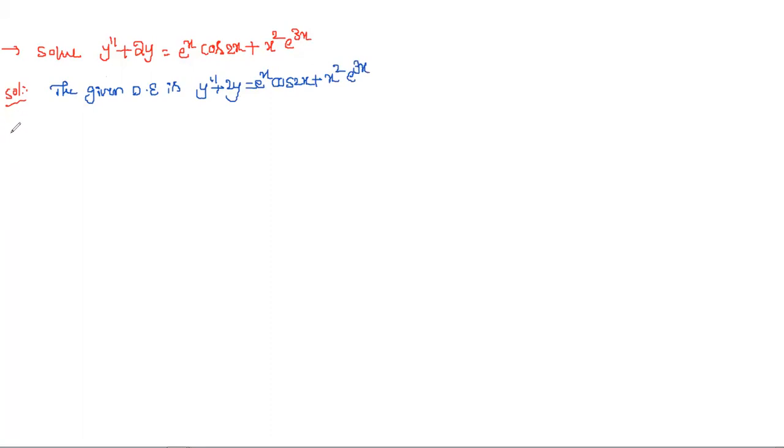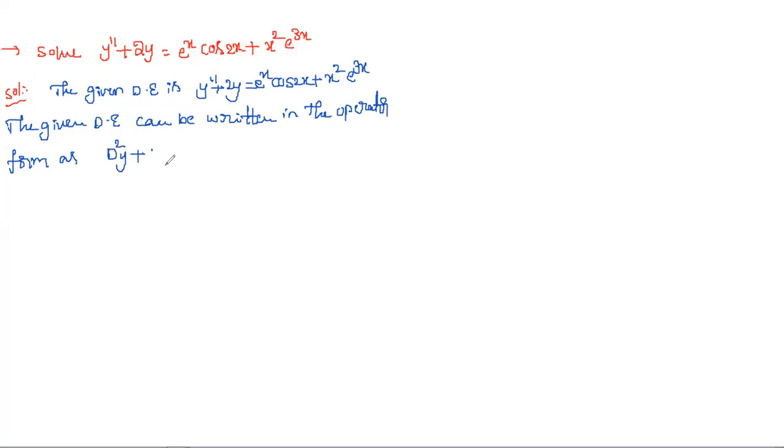Next, immediately, the given differential equation can be written in the operator form. Operator form in the sense of differential operator. In the operator form, y double dash is simply D square y, plus 2y. There is no D term in that. So plus 2y is equal to the remaining e power x cos 2x plus x square e power 3x.